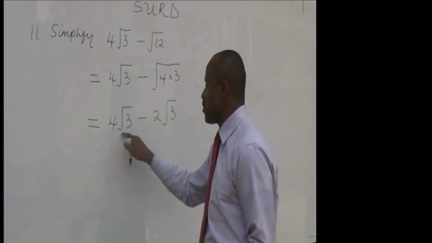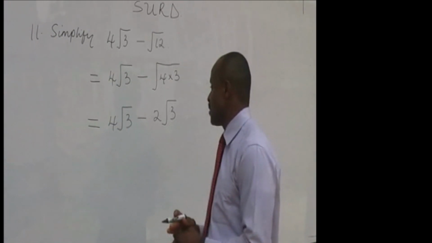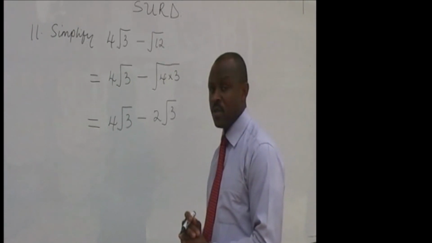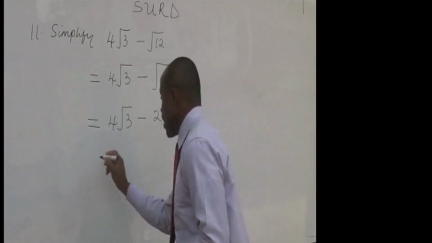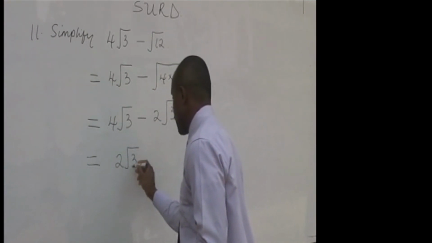If you have 4 root 3 minus 2 root 3, it's just like 4x minus 2x. What will it give you? It will give you 2x. That means what you have here now is 2 root 3.